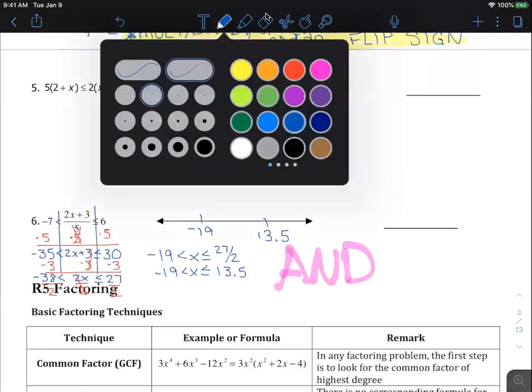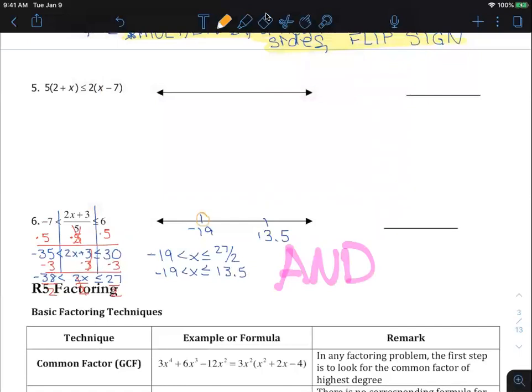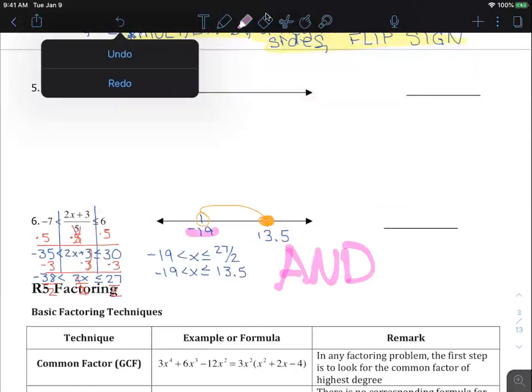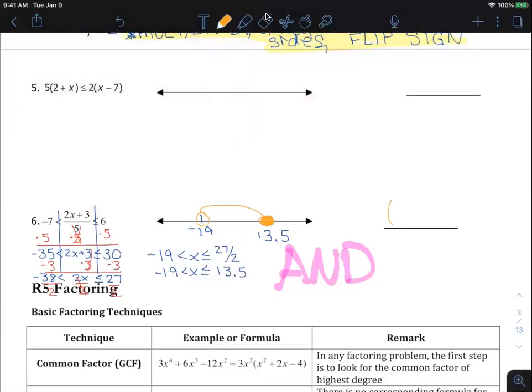All right, so let's go ahead and shade. So it's an open dot at negative 19, but a closed dot at 13.5 because it's underlined. And it's greater than negative 19, but less than 13.5. So it's between. Typically the ands are shaded in between. So our interval notation, again, you're going from smallest to largest. The smallest is negative 19, the largest is 13.5. At no point do you have an infinity sign that you will be using. So negative 19 is a parenthesis because it's an open dot. 13.5 is a bracket because it's a closed dot. So that's your interval notation.